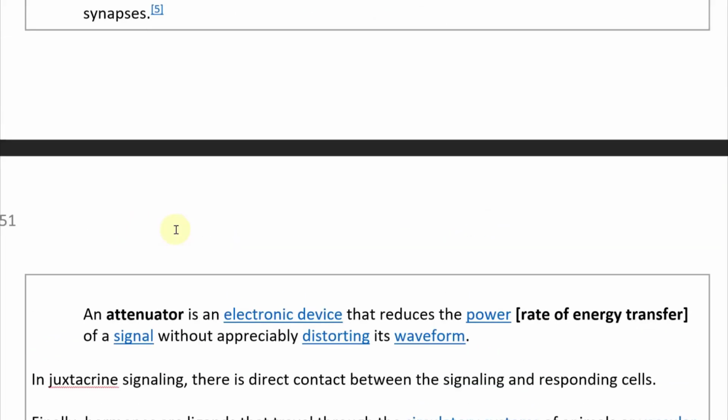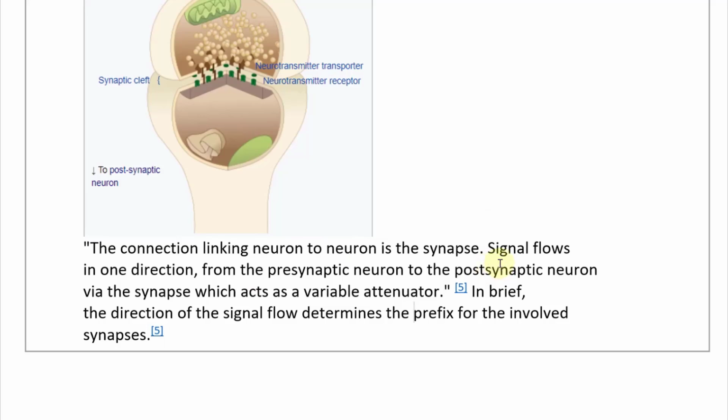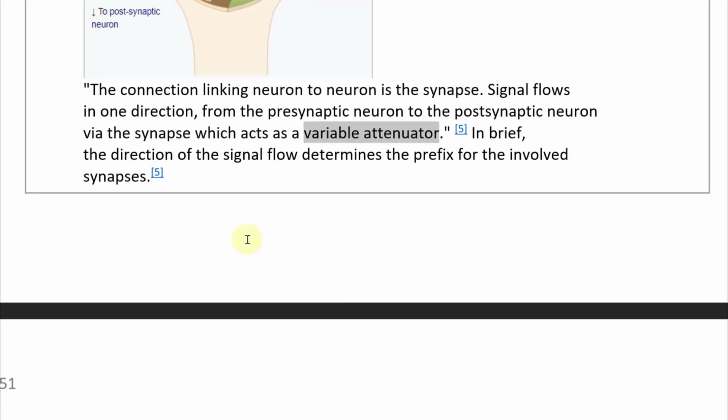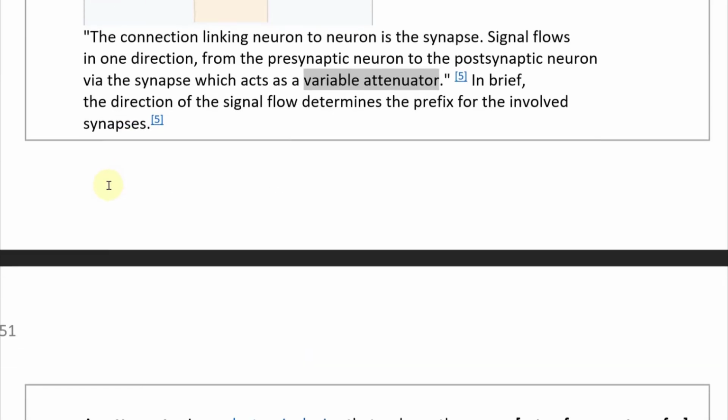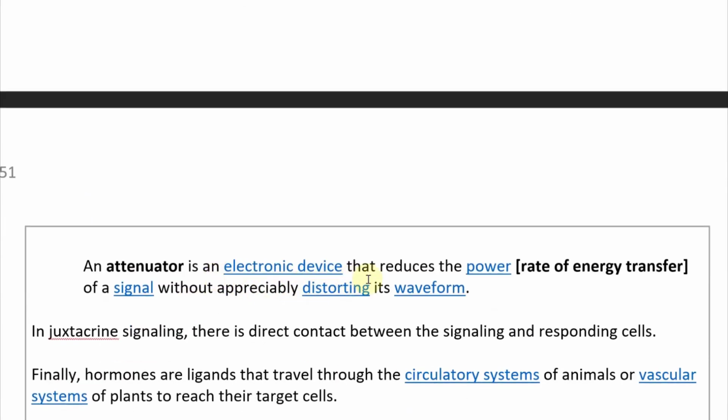And now this is an attenuator, because basically, going back here, signal flows in one direction from the presynaptic neuron to the postsynaptic neuron via the synapse, which acts as a variable attenuator. And this variable attenuator is an electronic device that reduces the power or rate of energy transfer of a signal without appreciably distorting its waveform.